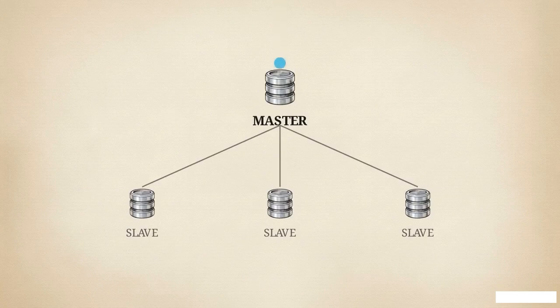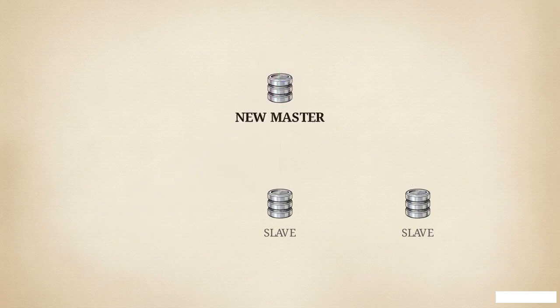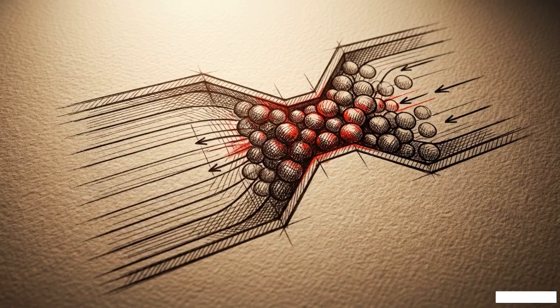A primary master database handles all data modifying commands: writes, updates, and deletes. Those changes are immediately copied to secondary slave nodes, which exclusively handle read requests. If the master node is destroyed, a slave database is immediately promoted to become the new master, ensuring the system never drops offline. Replication provides high availability, but it has a hard limit.